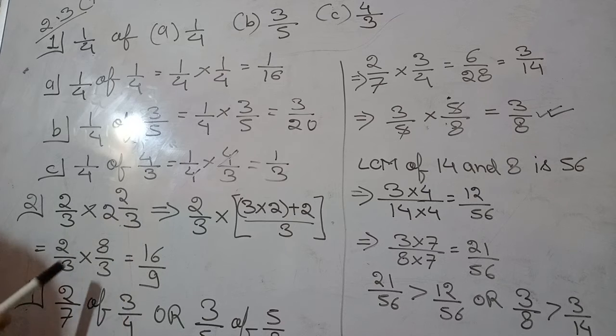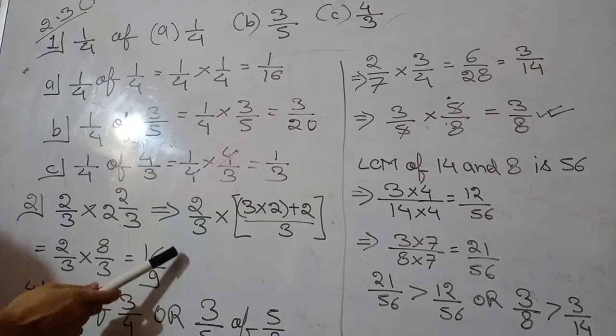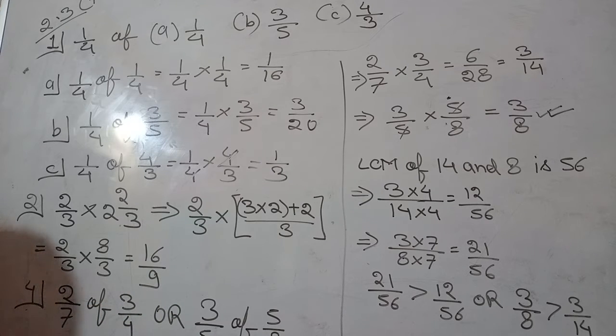After converting the mixed fraction, what do we get? We get 8 by 3. 2 8s are how much? 16. And 3 3s are how much? 9. So when we multiply 2 by 3 into 2 by 3, we will get 16 by 9. Okay. Same thing you have to do in question number 3. You have to multiply the given terms and reduce it. Question 4 is different.